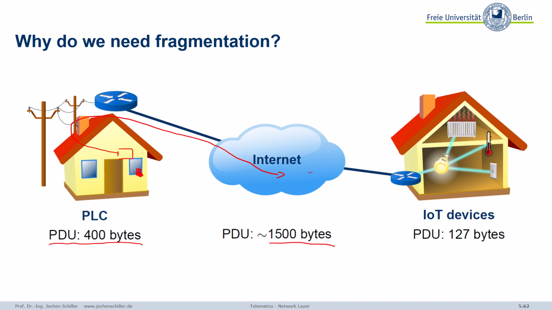Okay. And then you reach here a router, connected to a smart home system, Internet of Things devices, and there for certain reasons we have only a maximum packet size of 127 bytes. That means that the router here has to perform the fragmentation. Otherwise you cannot transport packets in this IoT network. The reason for IoT having smaller packets is typically because we go over a wireless network and you have higher error rates, etc. So there are some arguments for having fragmentation.